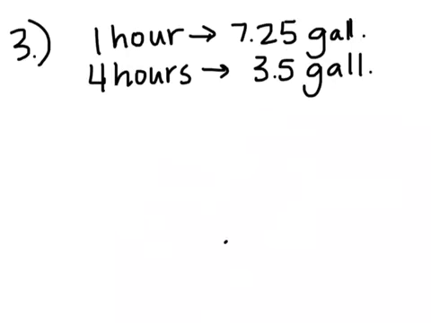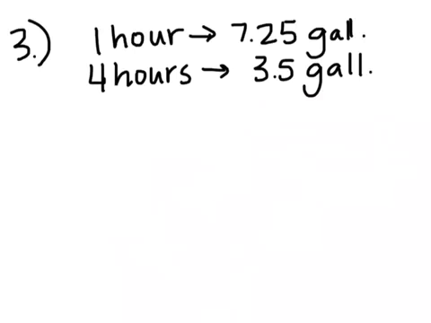For number 3, we're given the problem: as Evan is driving her car, she notices after 1 hour her gas tank has 7.25 gallons left, and after 4 hours she has 3.5 gallons left. Part A is asking us to represent this information in the form (H, G) as two coordinate pairs, where H is the number of hours driven and G is the gallons of gas left.